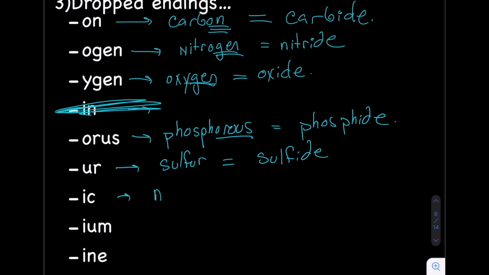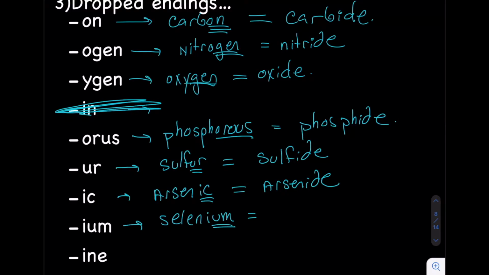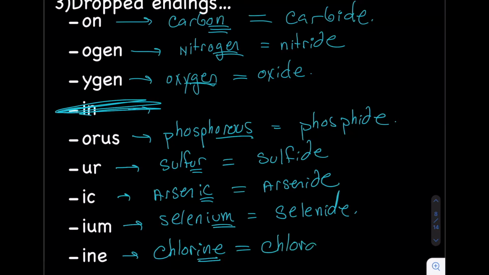"Ick," like arsenic, we're going to drop the "ick" and have arsenide. "Eum," like selenium, we drop the "eum" and we have selenide. "Ene," like chlorine, giving us chloride.